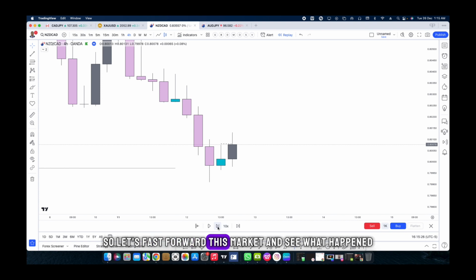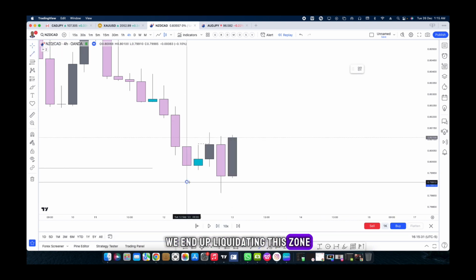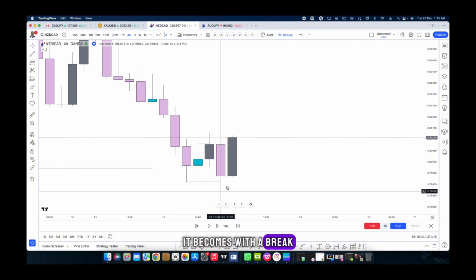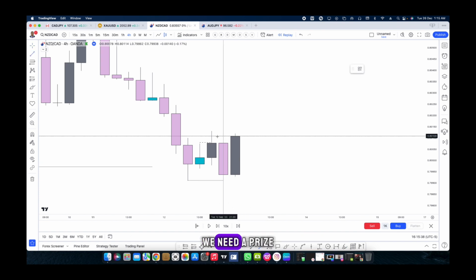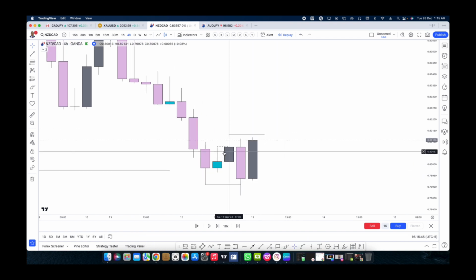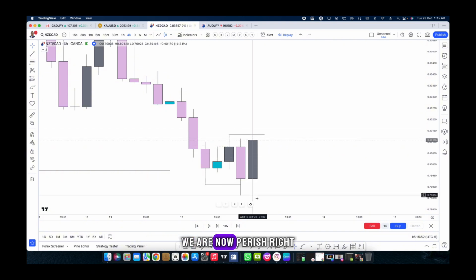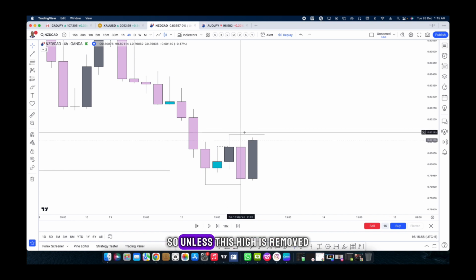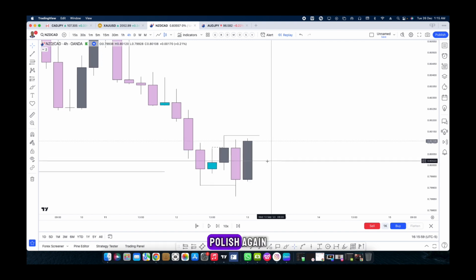So let's fast forward this market and see what happened. Then we end up liquidating this zone. It becomes a break of structure. So now what do we need to continue from this zone? We need a price that will break that zone, otherwise we sell from that zone. Why? Because this inside bar liquidated the upside and came back and liquidated the downside, showing us that we are now bearish, right? So unless this high is removed, that is where we can tell that we are bullish again.